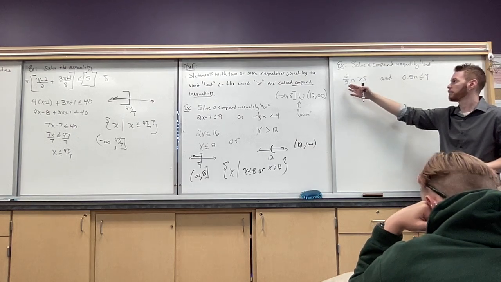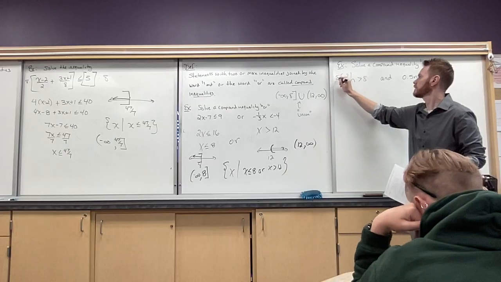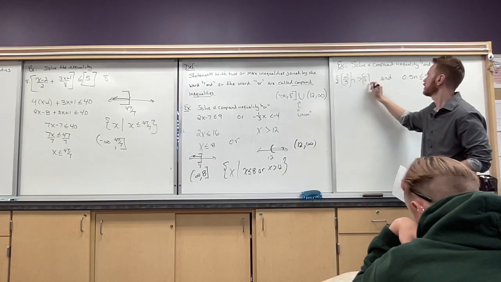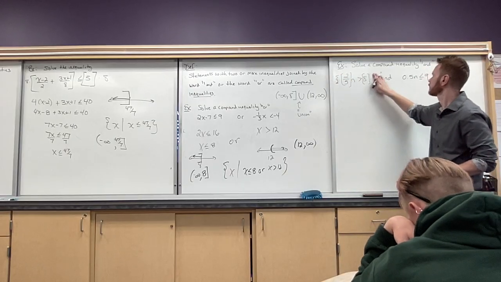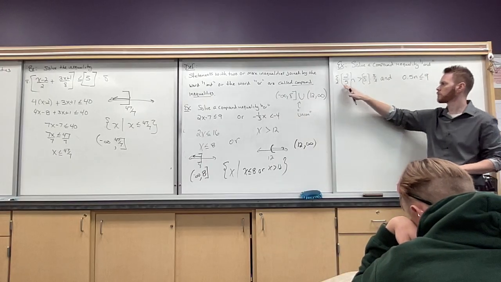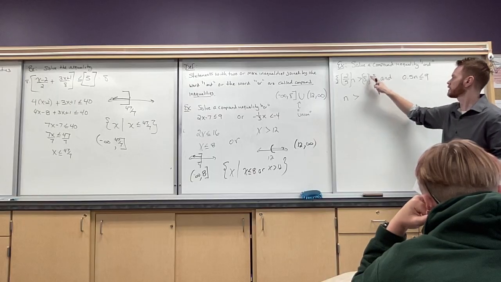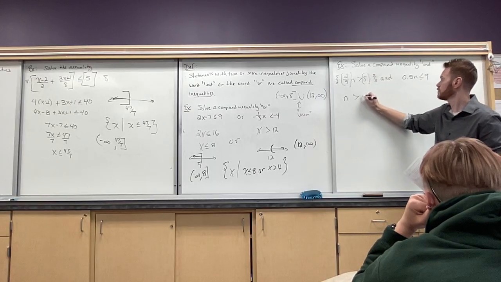I just have to multiply by 5 over 2 to both sides. Same thing over here, multiply by 5 over 2. These reduce, I just get n greater than, so 8 times 5, that's 40, divided by 2, so that's 20.